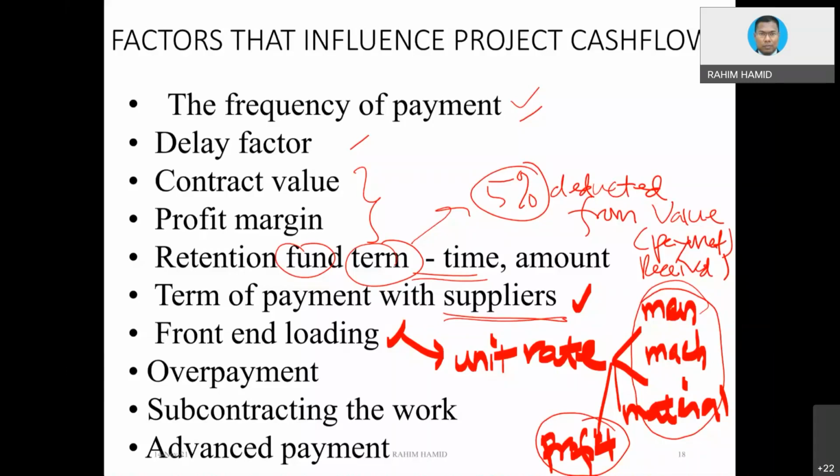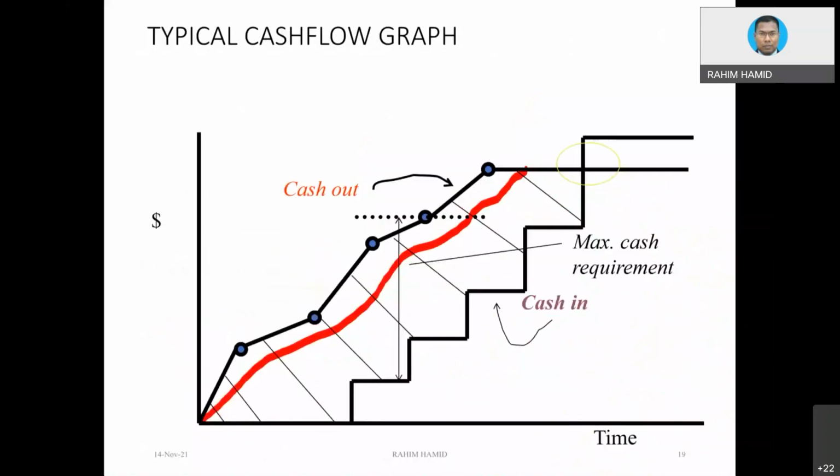And front-end loading, what does front-end loading mean? Front-end loading means putting a higher profit rate on the items which appear first in the scheduling. Why do you need that? Because you want to have payment. Let's say you are getting a lot more payment than normal, you can reduce your cash requirement. That is the idea. But sometimes the client also knows your trick.